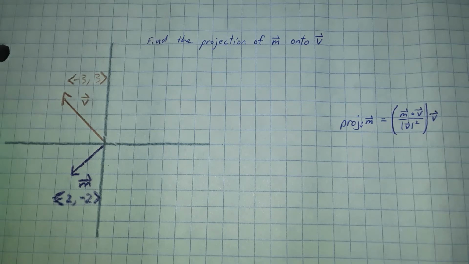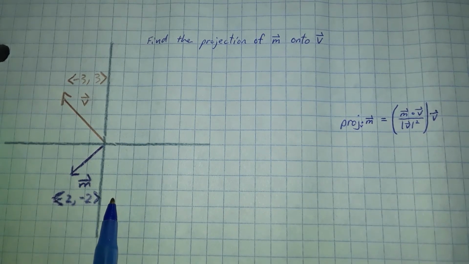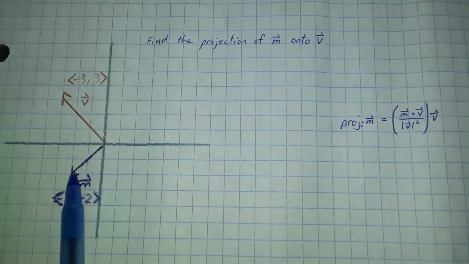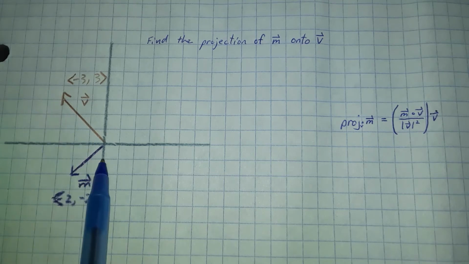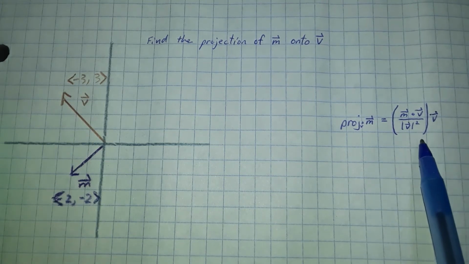We are going to look at finding the projection of a vector onto another vector, and I've got a graph here of what we're looking at. I want to look at the projection of vector m onto vector v. So I have the components listed, and then over to the side I have the formula that we need to use.